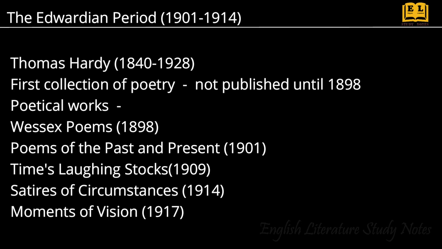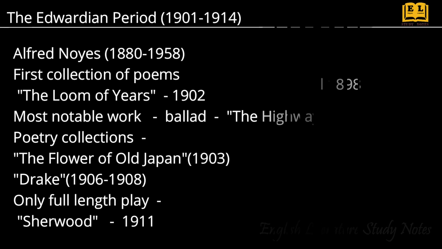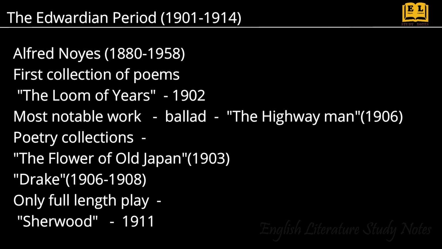Thomas Hardy's first collection of poetry was not published until 1898. His poetical works are included in Wessex Poems, Poems of the Past and Present, Time's Laughing Stocks, Satires of Circumstances, and Moments of Vision. Alfred Noyes' first collection of poems, The Loom of Years, was published in 1902. His most notable work is his ballad, The Highwayman. His poetry collections include The Flower of Old Japan and Drake. Noyes' only full-length play, Sherwood, was published in 1911.